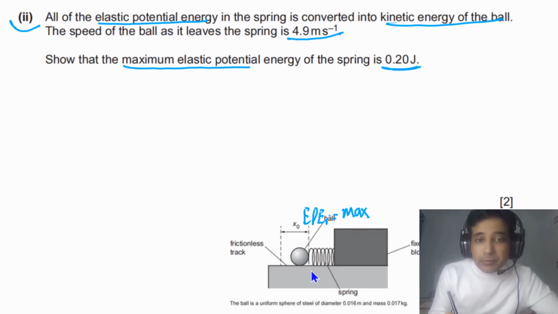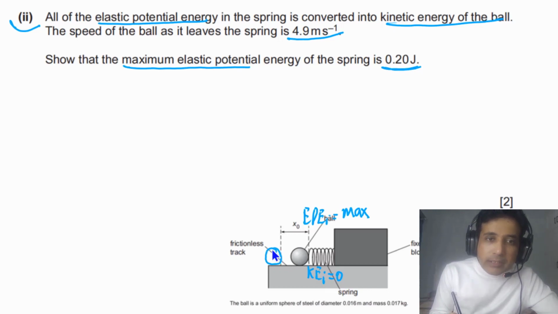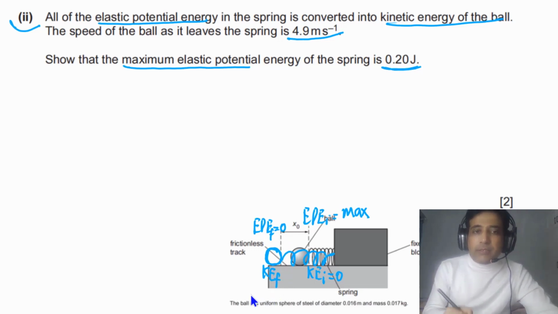And at this position, the ball is not moving, so the kinetic energy of the ball is equal to 0. And when this spring is unstretched, meaning the compression in the spring is equal to 0, at that point EPE will be equal to 0. So we can simply say EPE final is equal to 0. And kinetic energy of the ball at this point is maximum. So this is final kinetic energy and this one is maximum.